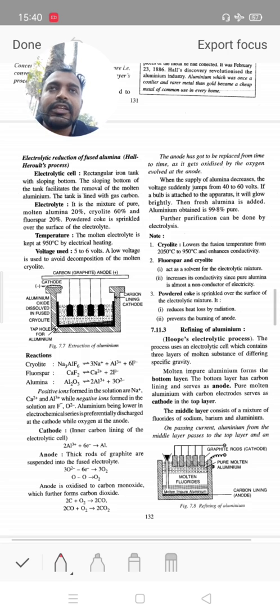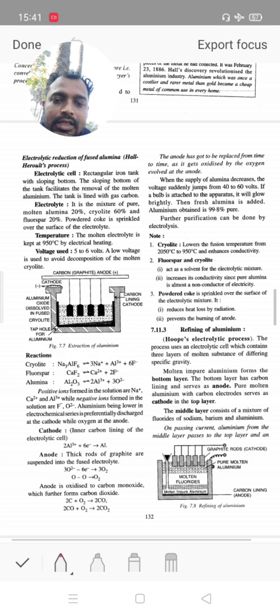we use a suitable electrolytic reduction method for preparation of pure aluminium. Next, electrolytic reduction of fused alumina by the Hall-Héroult process. This diagram shows the extraction of aluminium.